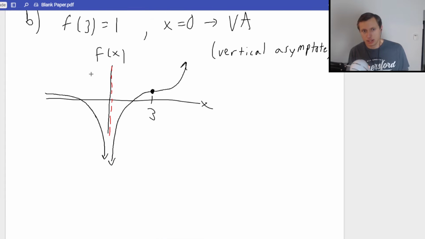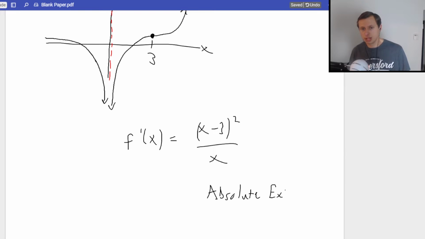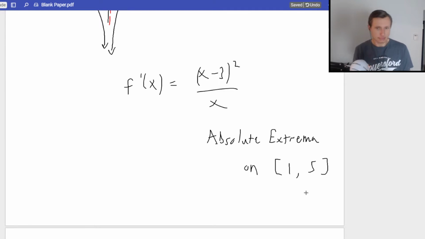Great. Now to answer the other question, what's the difference between relative extrema and absolute extrema? Let's say the function was f prime of x equals (x minus 3) squared over x, and let's say I want to find absolute extrema on, let's say, positive 1 to positive 5. I don't want to include negative 1 because then I'm including negative infinity, which gets kind of weird with absolute extrema. You're not going to see that on the test, I promise.